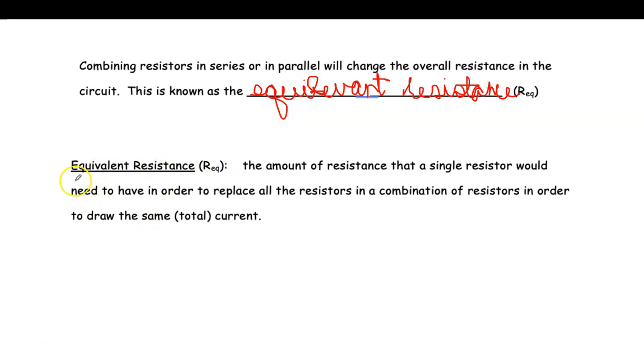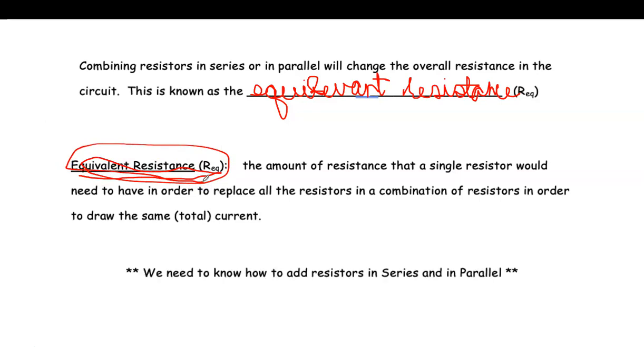But the idea is, what we're going to be trying to do is replace all of the resistors, kind of combine them into one single giant resistor with a set equivalent resistance. Okay. Now, in order to do that, we're going to need to know how to add resistors in either series or in parallel.